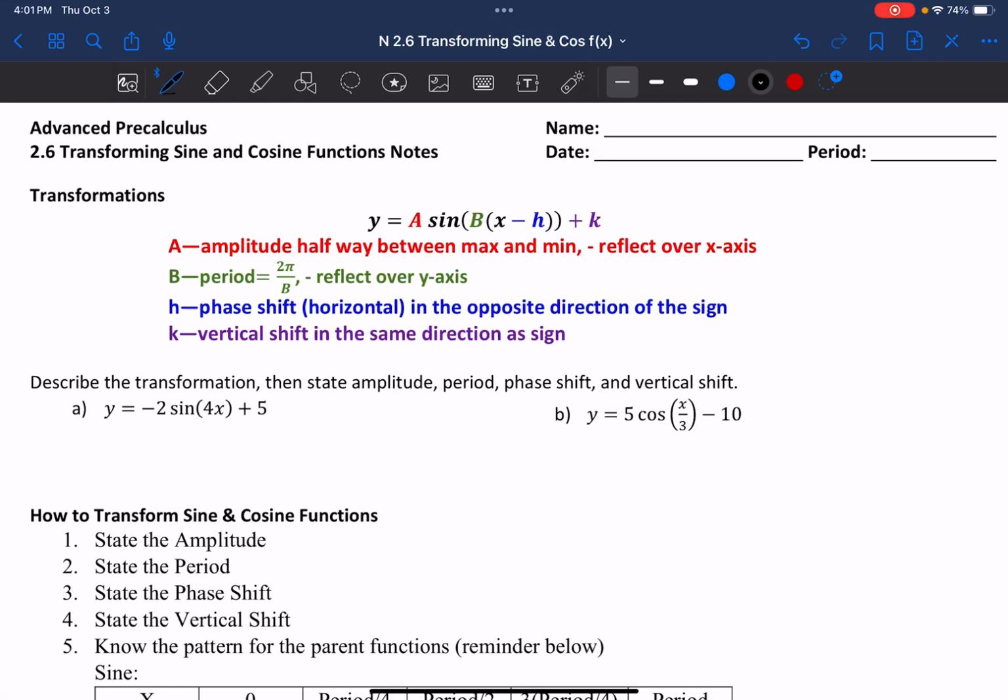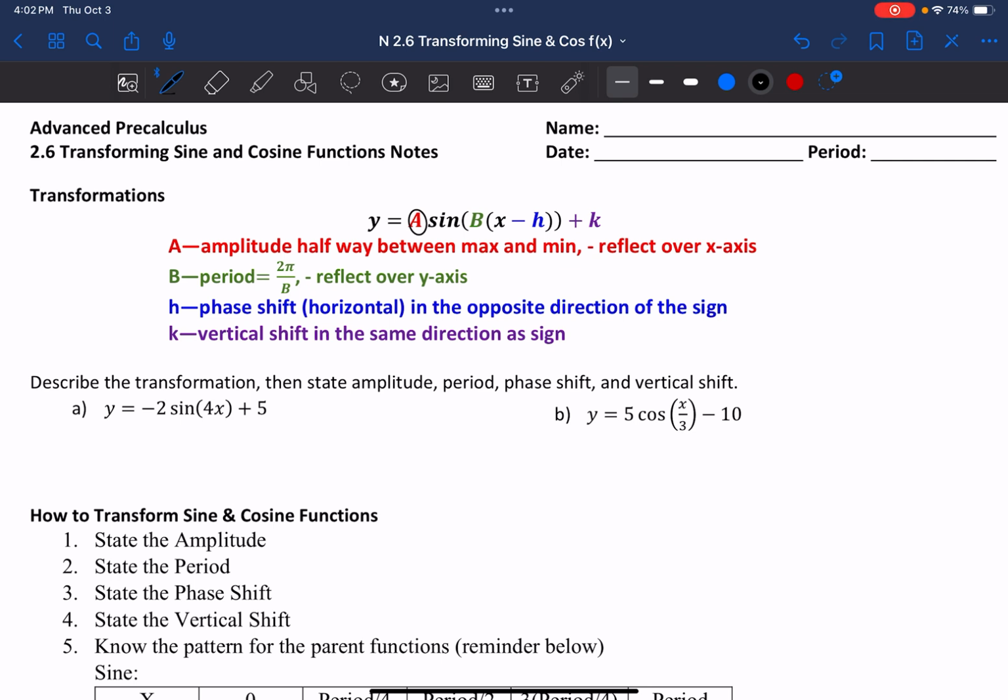Yesterday, we talked about our parent functions for sine and cosine, and today we're going to talk about transforming them. So there's a few reminders here of what the different pieces of our function do as far as transformations go. Starting with our value a, which is found at the front of our function, it has to do with your amplitude or your maximum and your minimum. Your a value is what would cause your maximum or minimum to change. Your maximum being the highest point of your graph, your minimum being your lowest.